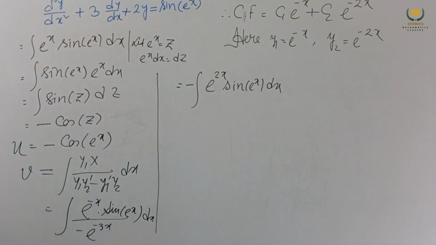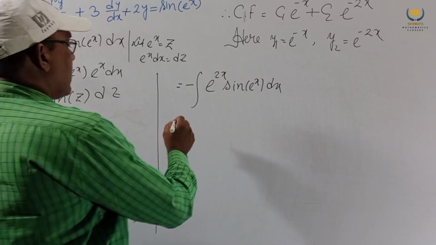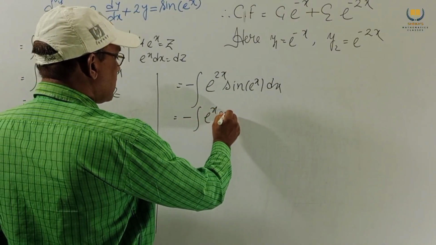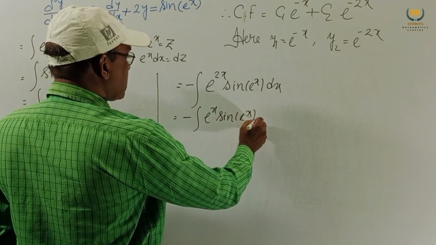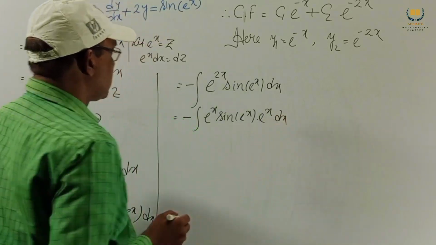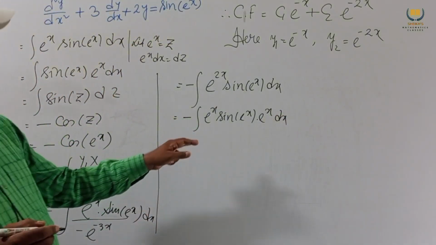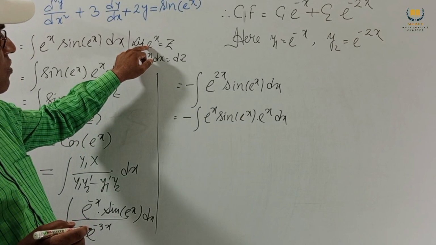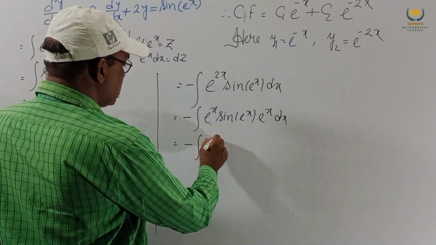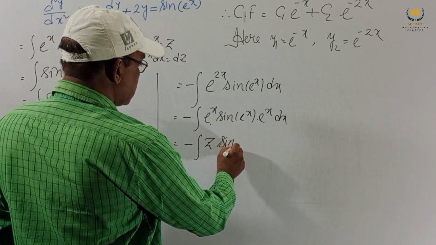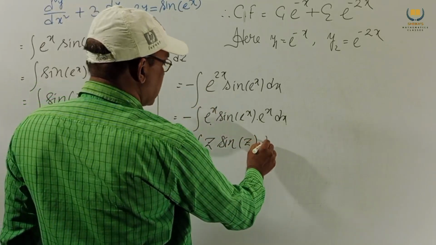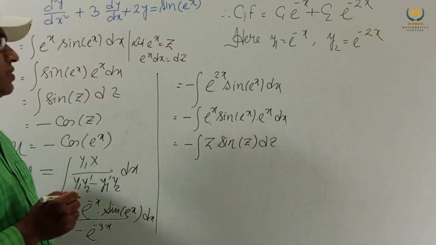We get this one. Now we arrange this: e to the power x sine e to the power x and e to the power x dx. So we consider e to the power x means z. If we interchange, this is z, this is sine z, and e to the power x dx means dz. So we get this one.